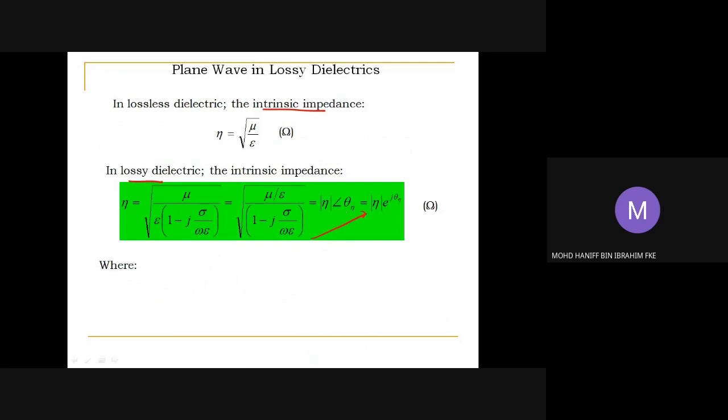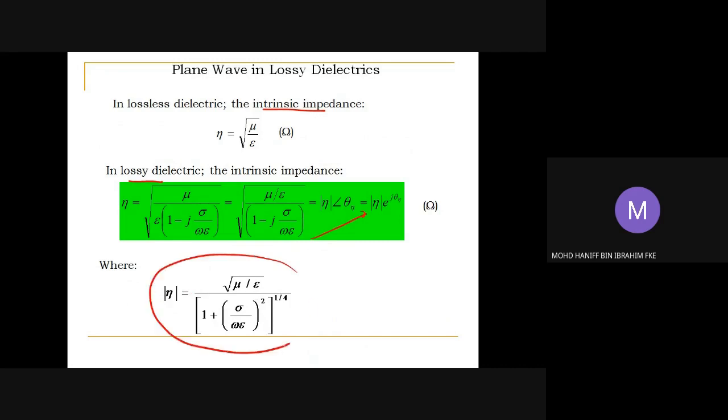Amplitude and the phase, yeah? Because when we have a complex number, we can write it in terms of the phasor form, with the amplitude and the phase. For the case of a lossy medium, the amplitude of the impedance shall be written as this. You can prove this on your own. Don't worry, this will be given to you. You don't have to memorize this.